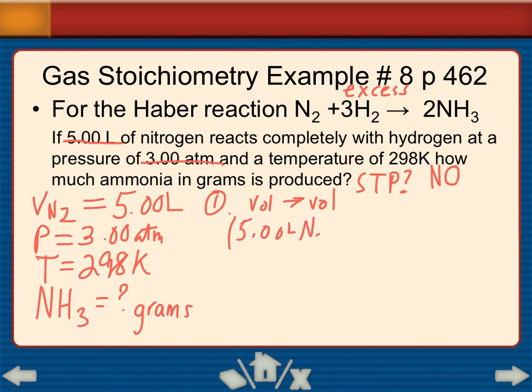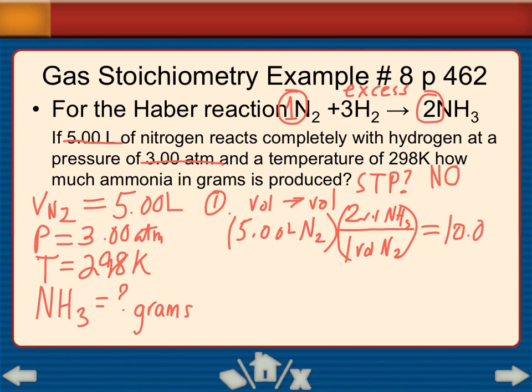So we have 5 liters of nitrogen gas. We look at what we would normally think of as the molar ratio. In this case, it's the volume ratio. 1 mole of nitrogen produces 2 moles of ammonia, so 1 volume of nitrogen equals 2 volumes of ammonia, and that means we are producing 10 liters of ammonia gas.